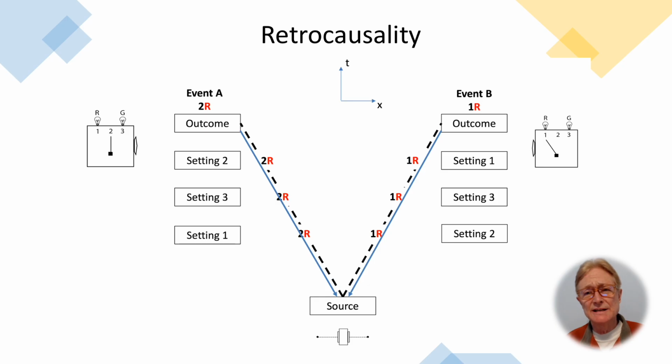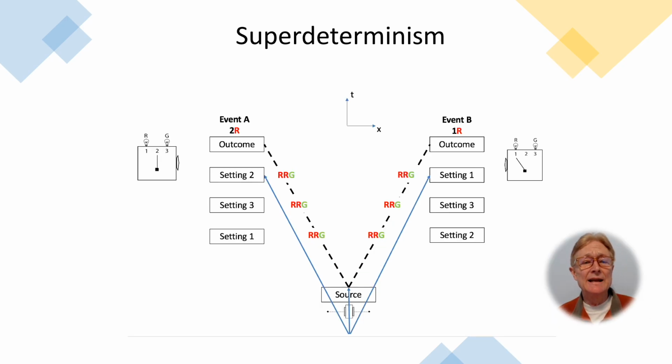Here is how statistical independence is violated via retrocausality. Information about the future measurement settings is available at the source prior to the entangled particles being emitted. And here is how statistical independence is violated via superdeterminism. A causal mechanism in the past of the experiment is responsible for what the source emits and what measurement settings are chosen in each trial of the experiment.